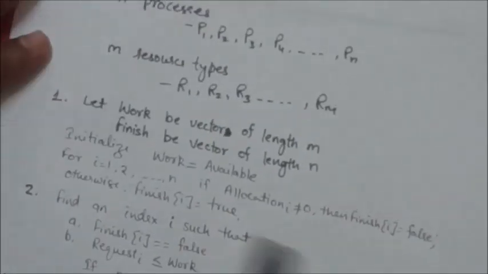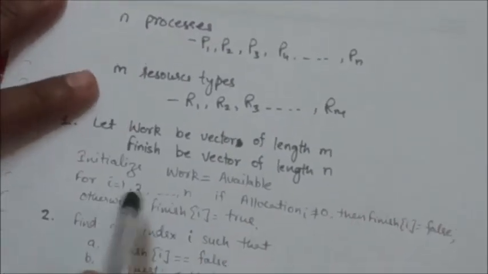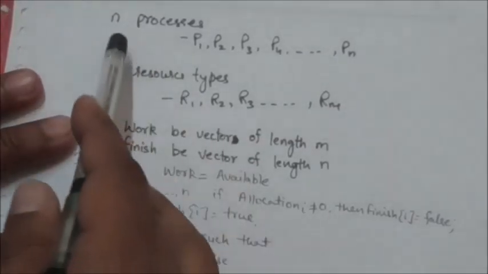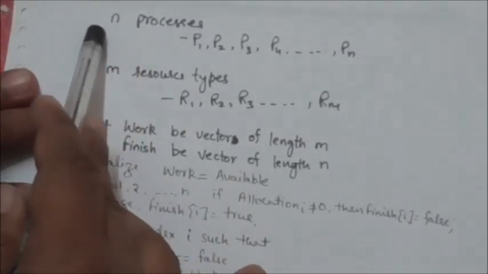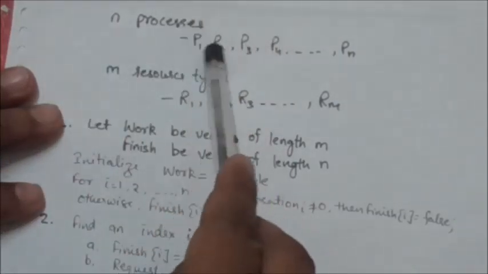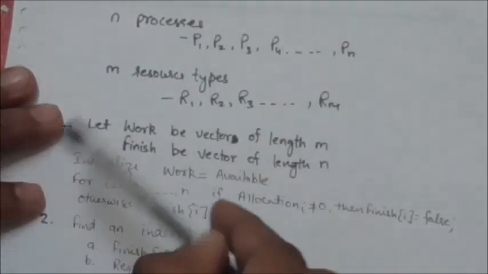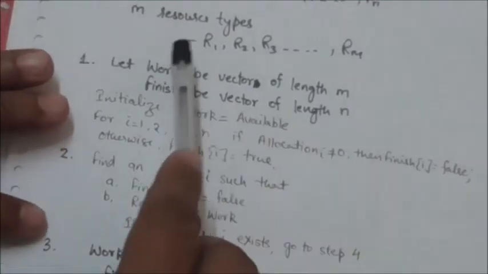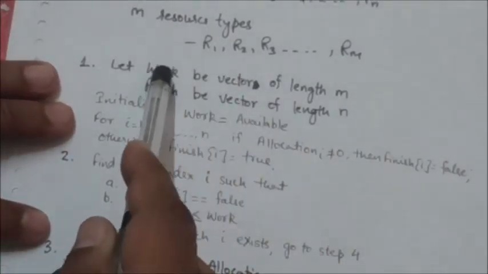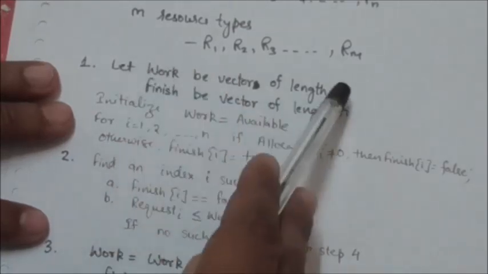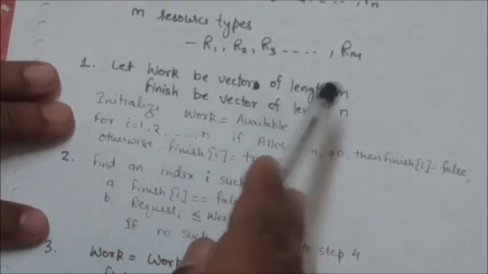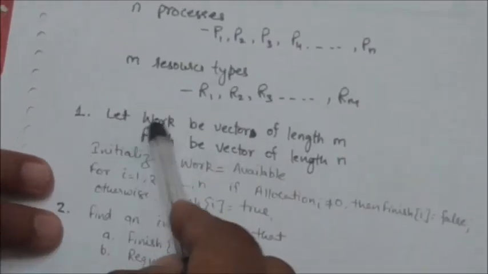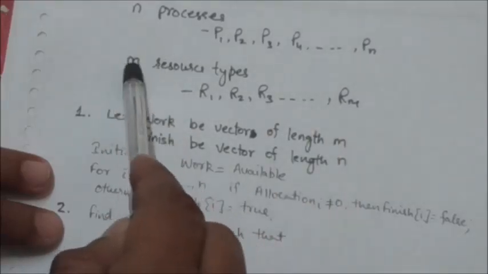Now we will study this algorithm, and how deadlock can be detected by it. First we consider that there is a system with n processes, p1, p2, p3, p4, and so on up to pn, and m resource types, r1, r2, r3, and so on up to rm. The first step of this algorithm is that we consider two vectors, Work and Finish. Work is a vector of length m, and Finish is a vector of length n, because there are n processes, and Work is of length m because there are m resource types.